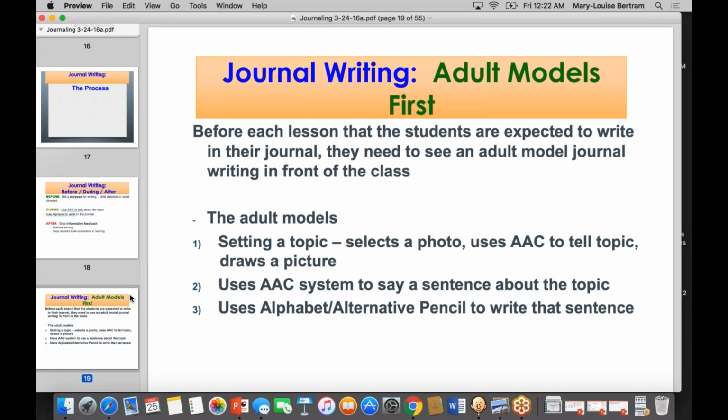So today, for my journaling model, I might use Sam's pod book. On Wednesday, I might use Hannah's Proloquo2Go, but I'm getting models of how each student is going to do this. So I'm going to set a topic, I'm going to use the AAC system to say something about the topic, and then I'm going to model using the alternative pencil that my students are going to use to write a sentence about my topic.